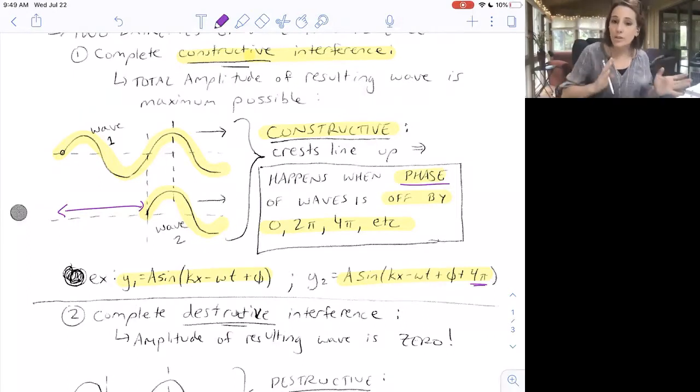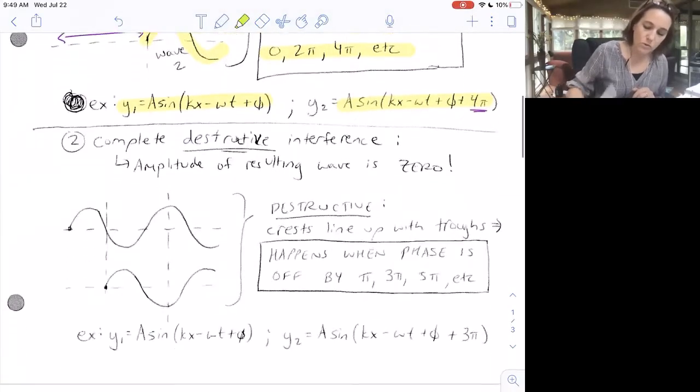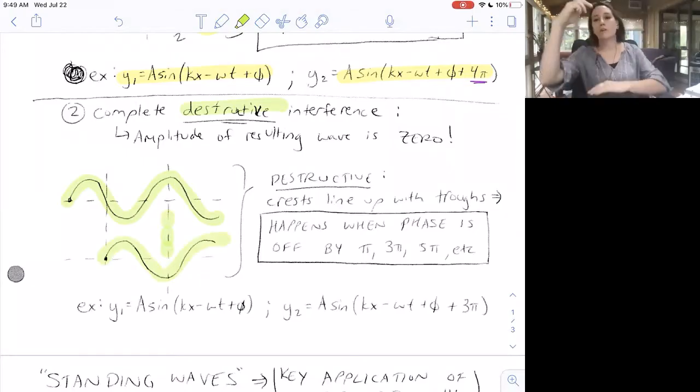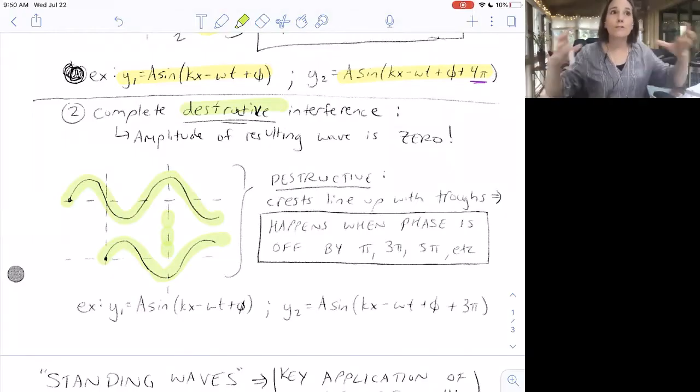Then the other extreme is destructive interference. Destructive interference is when the opposite happens, when one wave has its peak lined up with the trough of another. So a peak lines up with a trough, and if they're the same amplitude, you can actually end up with 0 amplitude. You can have two waves overlap in space and actually have no resulting amplitude.